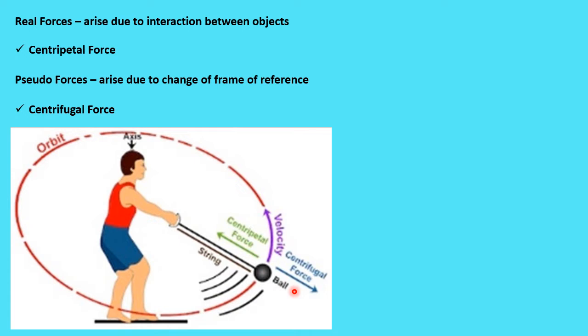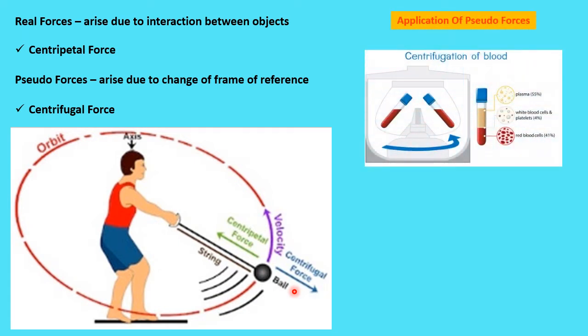Let's have a look at some of the applications of pseudo forces. Centrifugation of blood. Now our blood consists of RBCs, WBCs, platelets and plasma. They have different densities, different masses. This machine you must have seen in your chemistry lab, used to separate precipitate from a given solution. In a similar way it works: when you put a sample of blood inside it, it rotates, and because of the centrifugal force, heavier particles settle at the bottom, lighter ones a little up, and still lighter ones more up, and that's how the separation takes place.